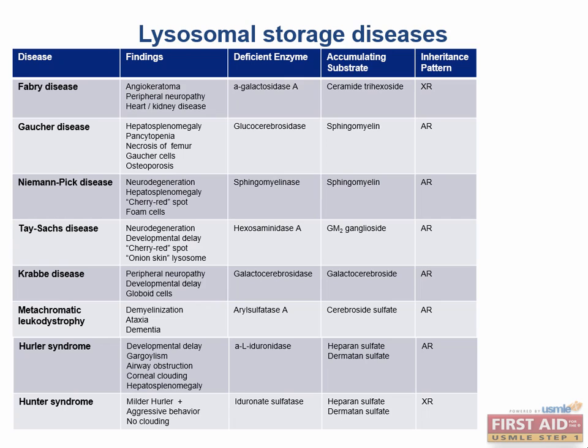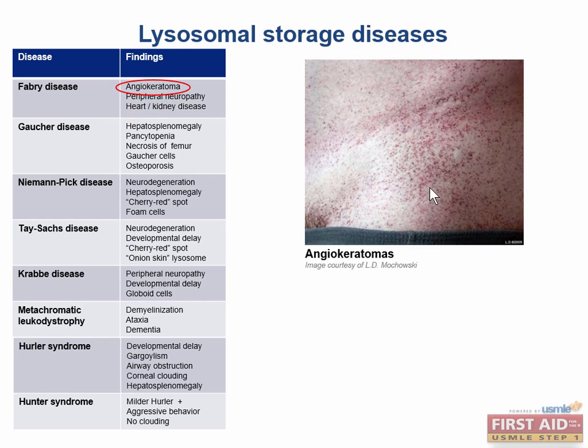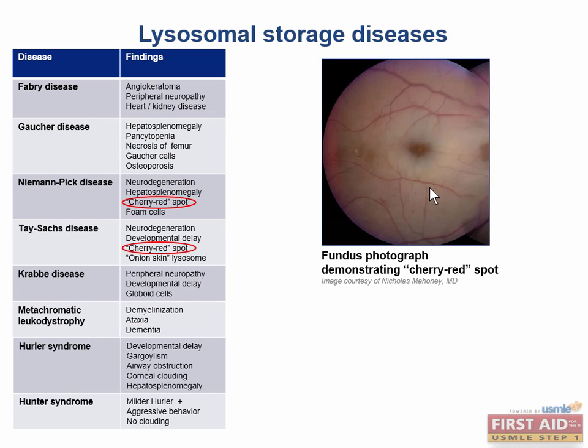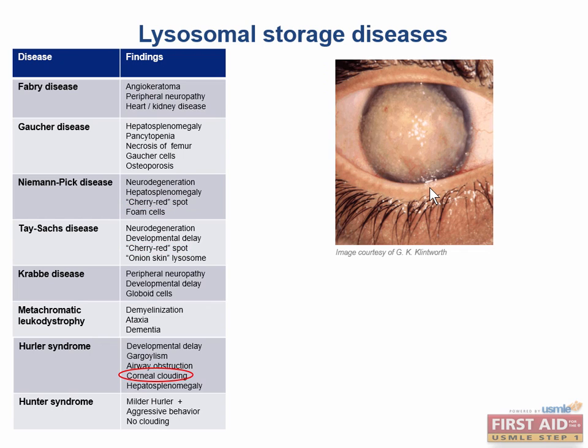To learn the clinical findings for the lysosomal storage disorders, let's focus on the distinguishing characteristics of each disease. Fabry's disease is notable for angiokeratomas, Gaucher's for bone necrosis, and metachromatic leukodystrophy for ataxia. Both Niemann-Pick and Tay-Sachs disease have cherry red spots in the macula, but Niemann-Pick will also have hepatosplenomegaly, whereas Tay-Sachs will not. Hurler syndrome is notable for corneal clouding, which is not present in Hunter syndrome.